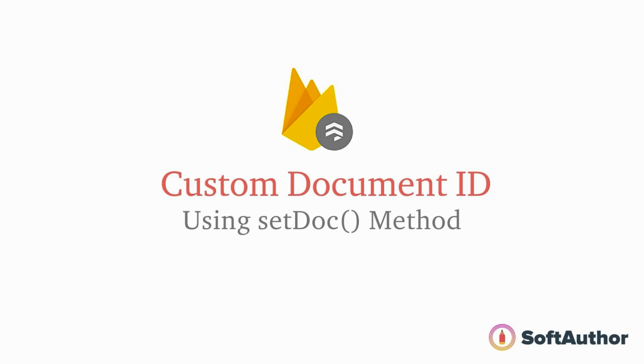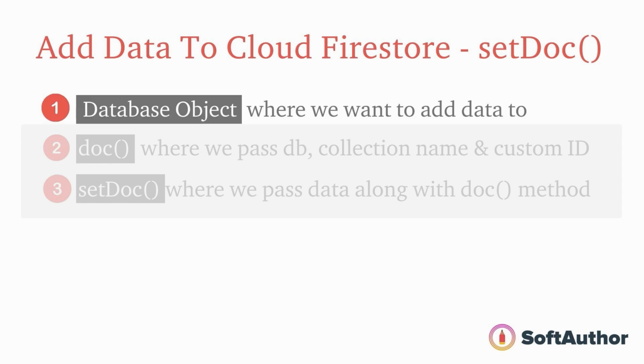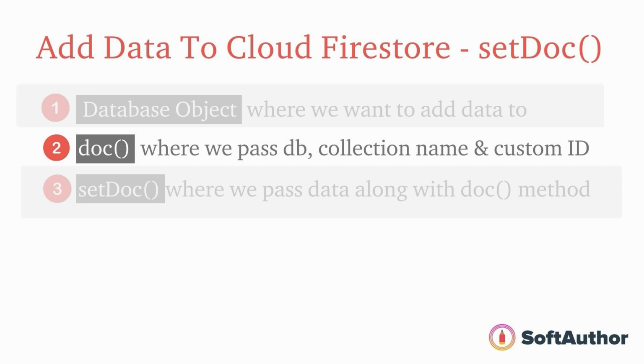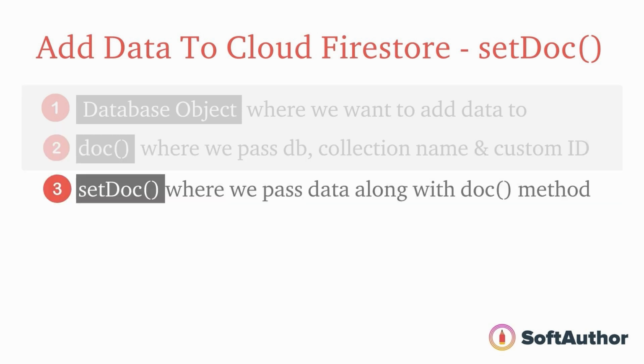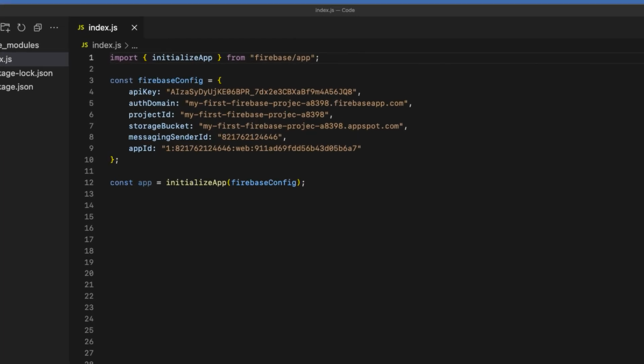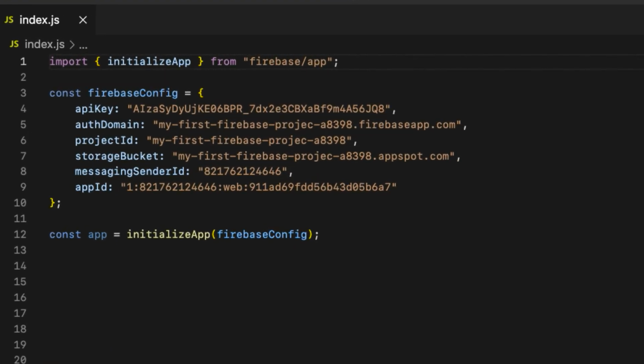In order to add data with the setDoc method, we need three things: database, where we want to add our data to; the doc method, where we will be passing the collection name; and our custom document ID. Finally, the setDoc method, which is where we actually pass our data along with the doc method. In order to access these, first import Firestore and destructure getFirestore, doc and setDoc from the Firestore import statement.